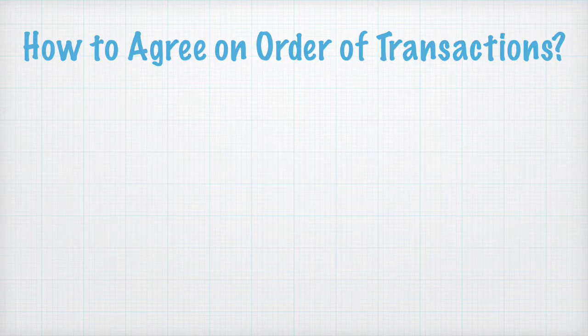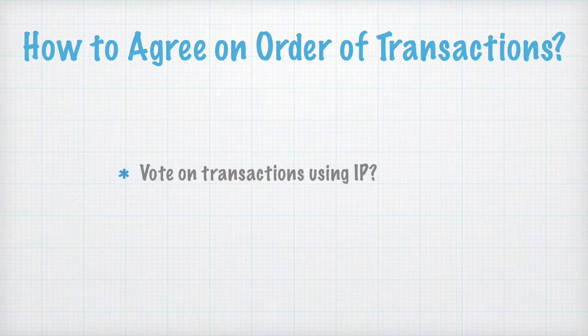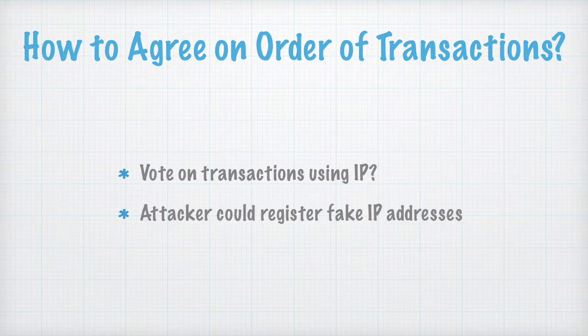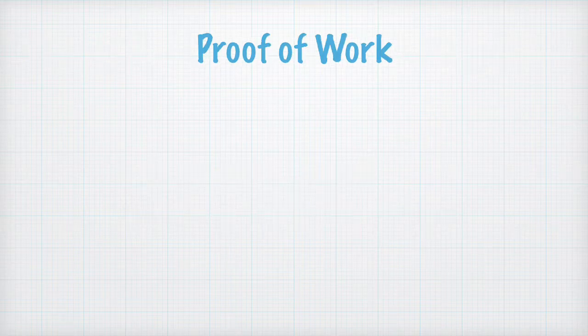The point of this is to agree on the order of transactions. Now, to get you to think about this question, think about how would you actually do this. The naive approach would be to vote on transactions using the IP address of the participants in the Bitcoin network. However, this would obviously not work because an attacker could masquerade as multiple users by just registering an abundance of IP addresses.